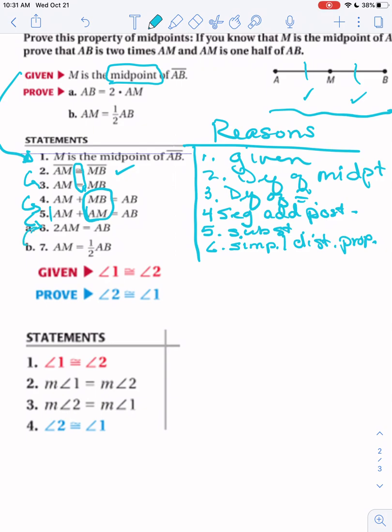And then from step 6 to step 7, you can see we divided both sides by 2 to get rid of that 2, so we would call that the division property. All right, and we're done. Once you get to the steps where they ask you to prove, you're done.